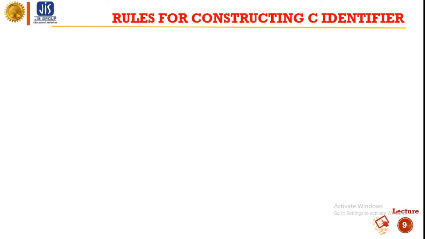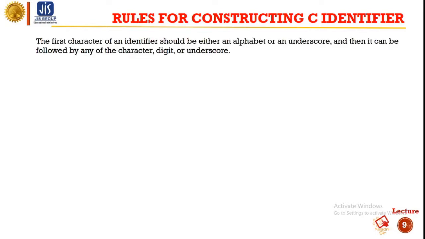Now, what are the rules for constructing a C identifier? There are some specific rules which must be followed to construct an identifier. The first character of an identifier should be either an alphabet or an underscore, and then it can be followed by any character, digit, or underscore.